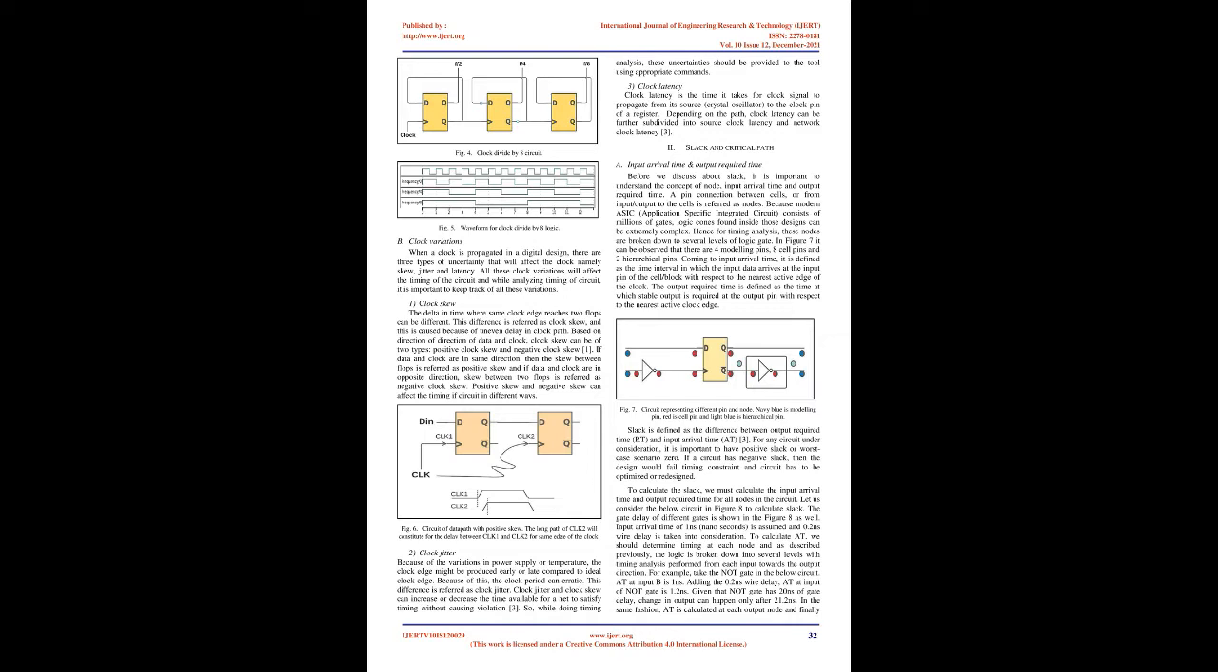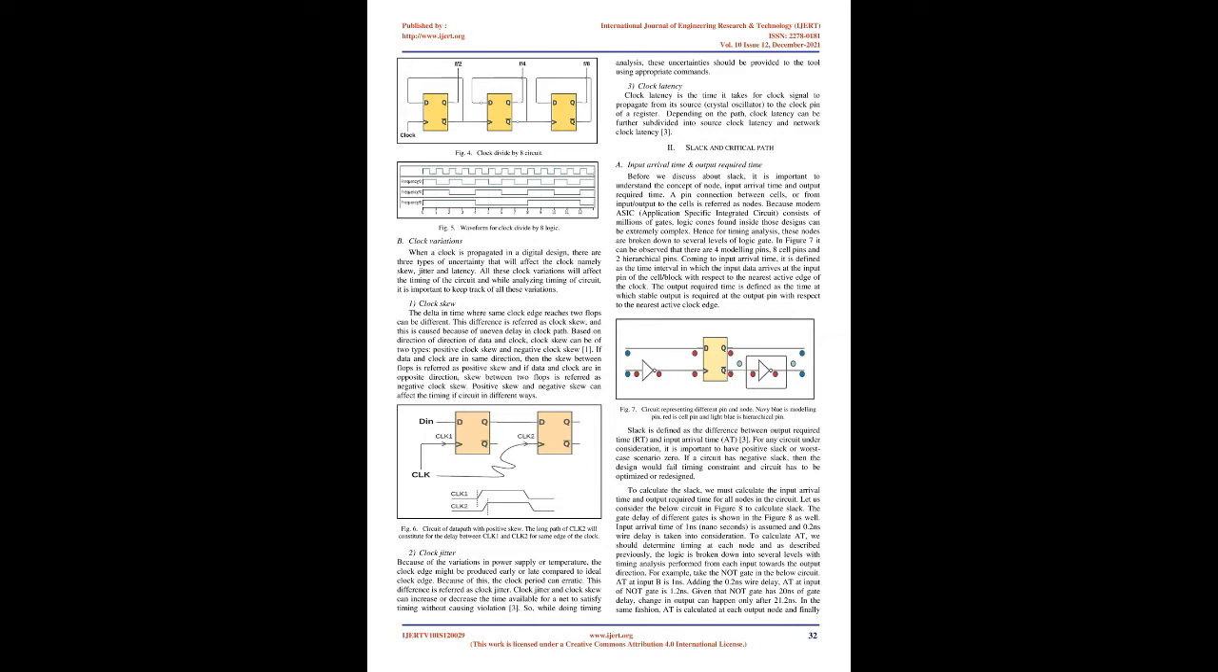2. Clock jitter. Because of the variations in power supply or temperature, the clock edge might be produced early or late compared to the ideal clock edge. Because of this, the clock period can be erratic. This difference is referred to as clock jitter. Clock jitter and clock skew can increase or decrease the time available for a net to satisfy timing without causing violation. So, while doing timing analysis, these uncertainties should be provided to the tool using appropriate commands.